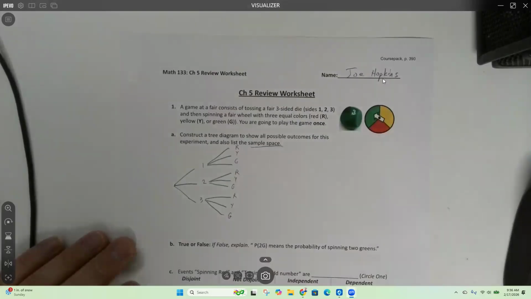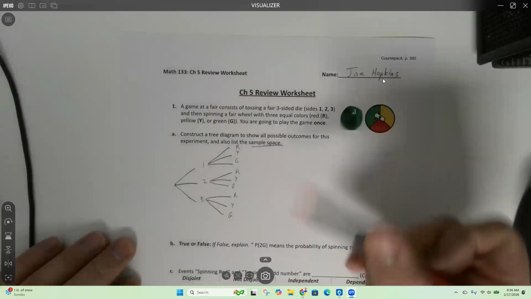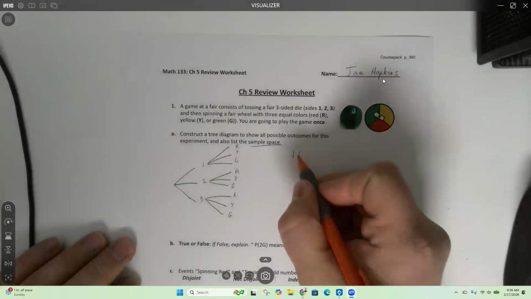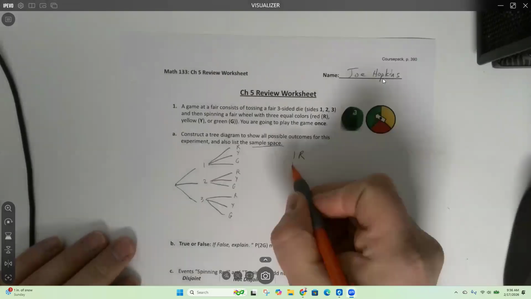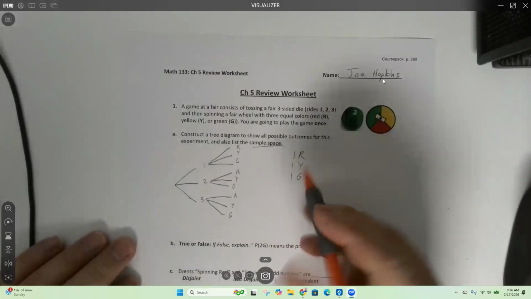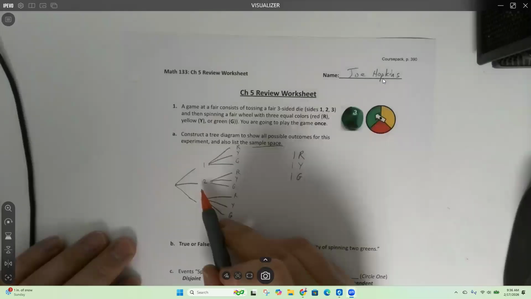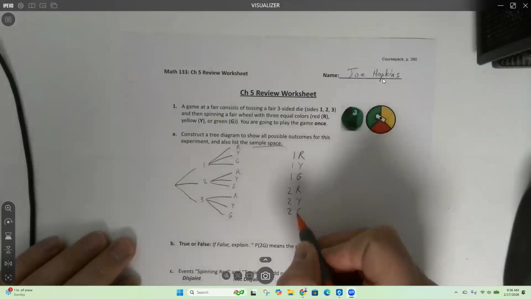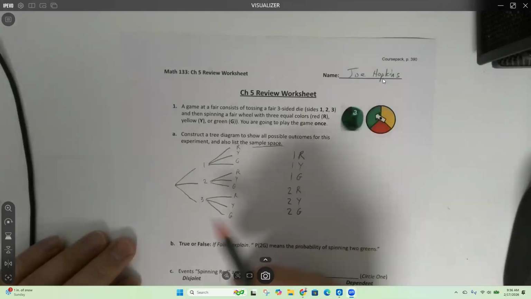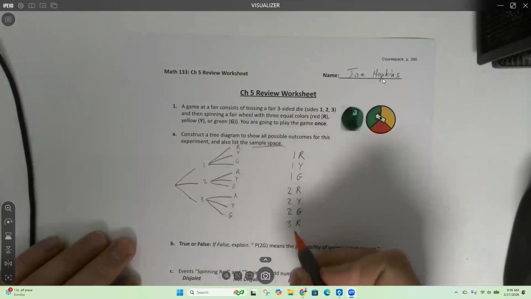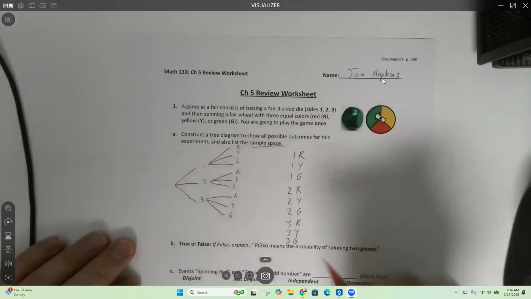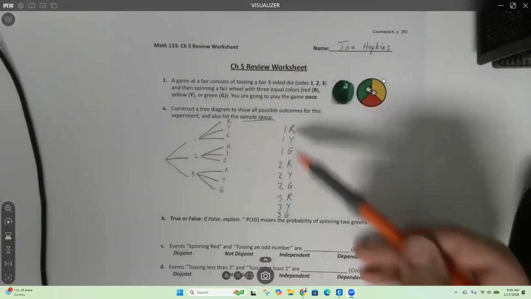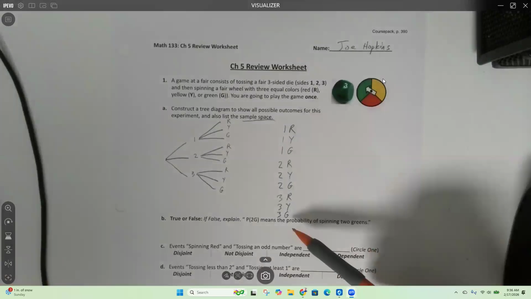So there's not three possibilities. There's more than that. You could roll a one and get red, and that would be written like this. You could roll a one and get a yellow, or a one and a green. That's three of the possibilities, but you could also have rolled a two and gotten a red, or a two and a yellow, and a two and a green. So there's actually three times three. There are nine possible results, and I've listed all nine of them.